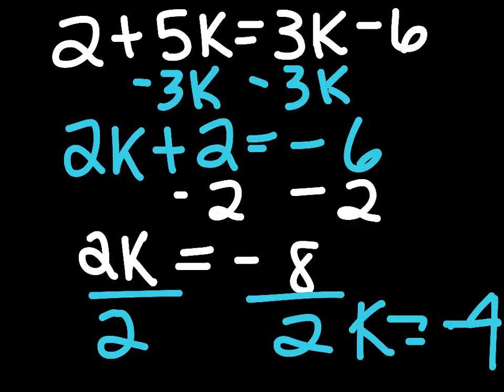Okay, you plug it back in. 2 plus 5 times 4, that'd be 22. And then 3 times negative 4, wait, no, sorry, I'm sorry. 5 times negative 4 is negative 20. Negative 20 plus 2 is negative 18. 3 times negative 4 is negative 12. Negative 12 plus negative 6 is negative 18. So they check out. So this is all good.